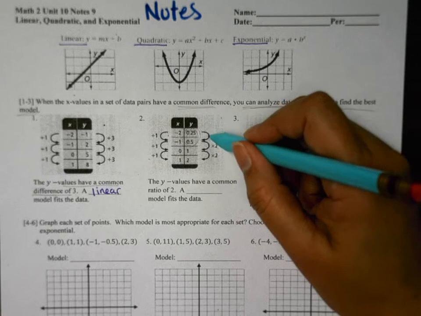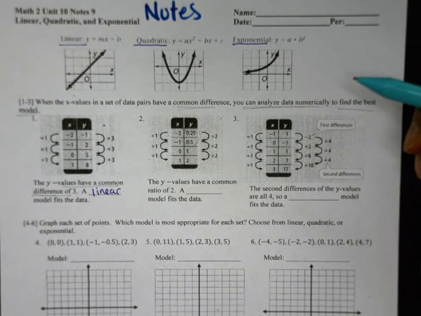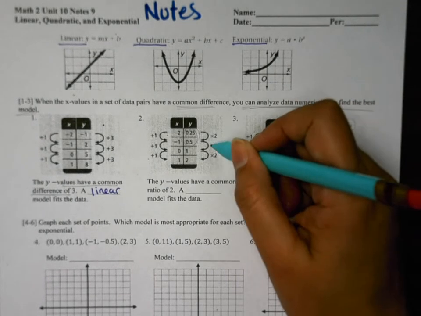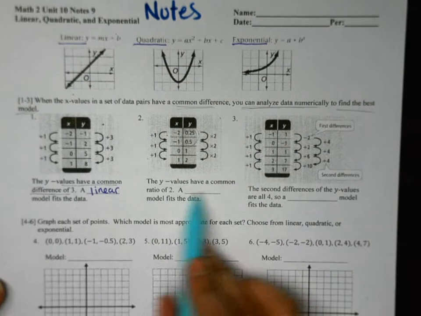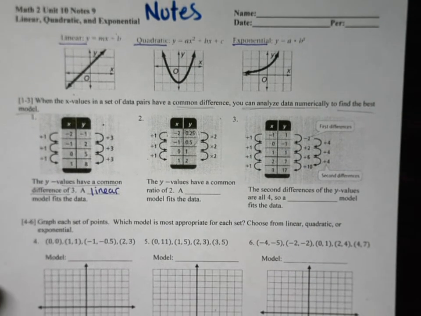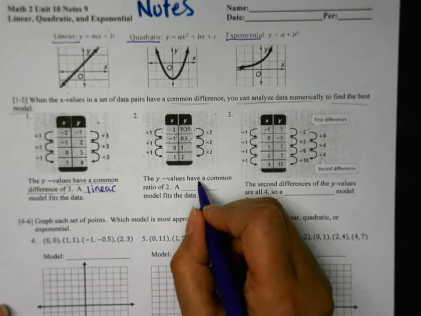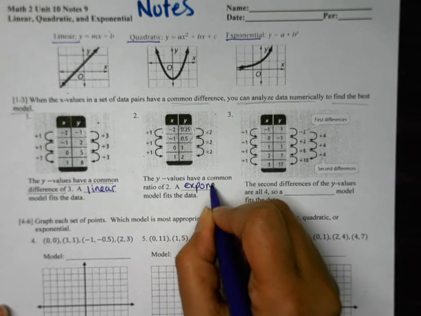You're not going to have too many decimals like this. It's going to be a little easier. But what's going on here, there's a common ratio. You're multiplying by 2 each time. Make sense? It might be multiplying by 1/2. As long as you're multiplying by a common number over and over, it is a common ratio. Anyone know what that one is? It is exponential.